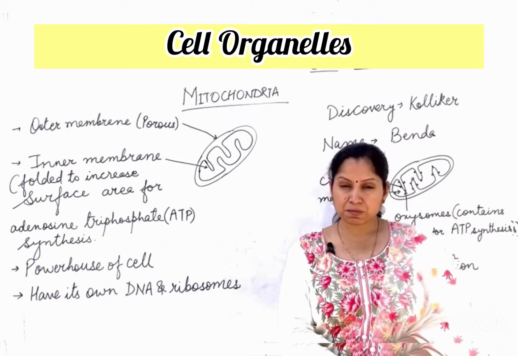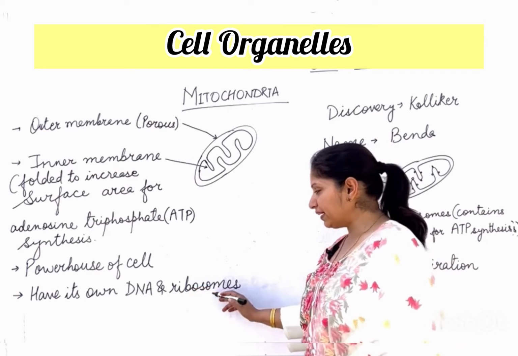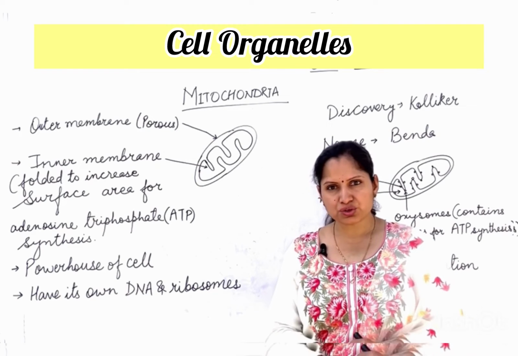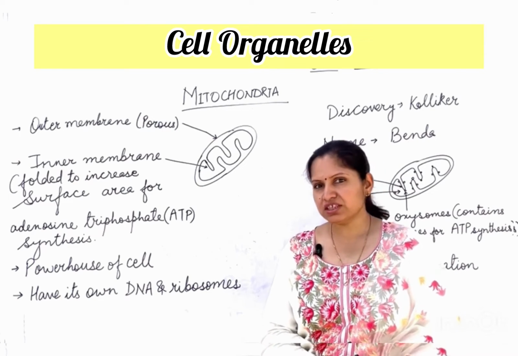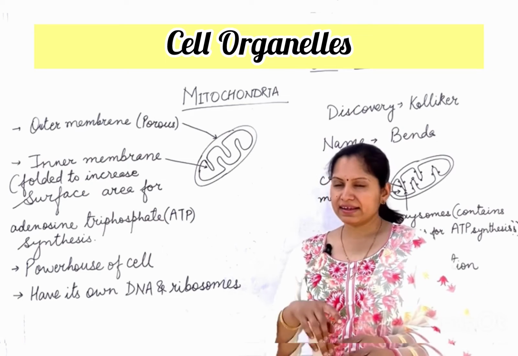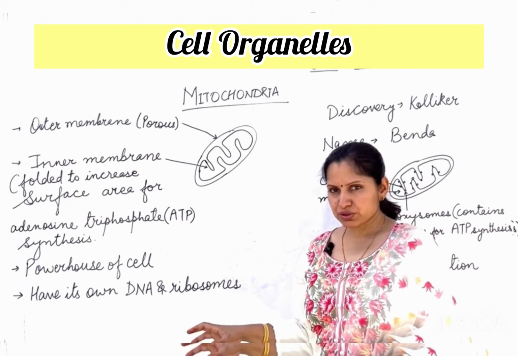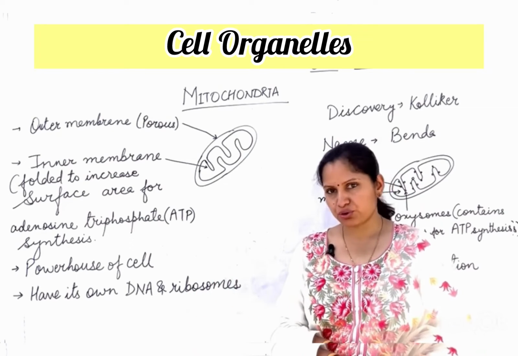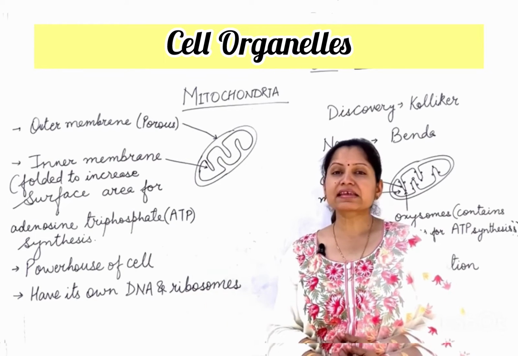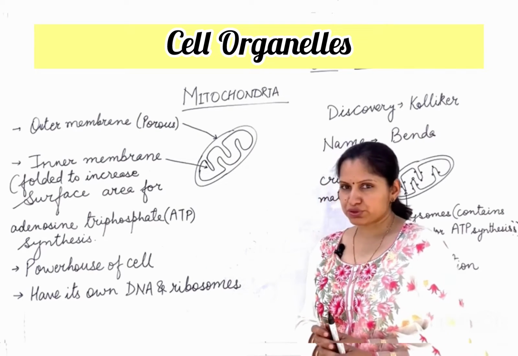It's a very special organelle in the sense that it has its own DNA and its own ribosomes. So it can divide on its own, it can synthesize proteins on its own. Very few organelles have their own DNA and ribosomes, and one of them is mitochondria. The other one we'll read in plant cell, that is chloroplast, which also has its own DNA and ribosomes.